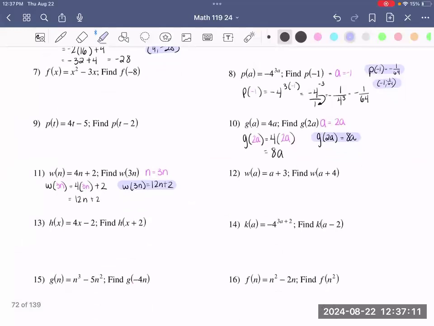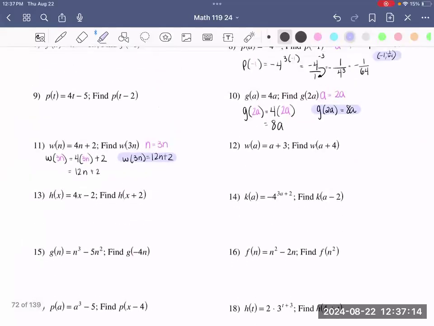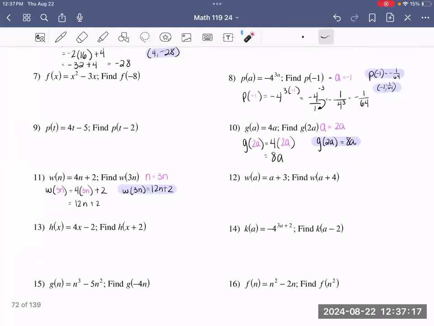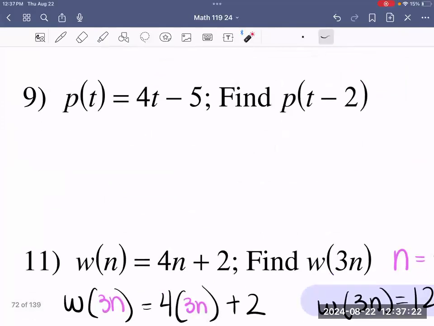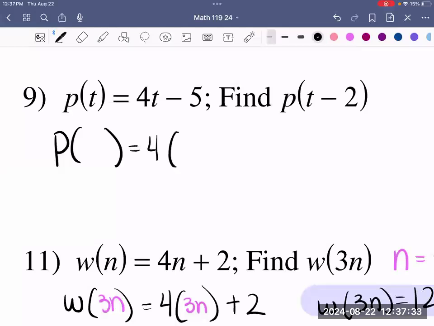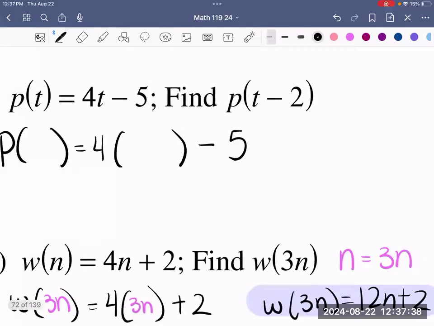Let's see, are there any more that are kind of similar? Not quite, but let's see what happens when we go to insert a binomial. So in order to put in this whole thing into your function, the same rules apply. Leave a gap anywhere you have your variable. So this is just saying replace t with t minus 2, something a little bit bigger, t minus 2, t minus 2. Then we can go ahead and simplify it.